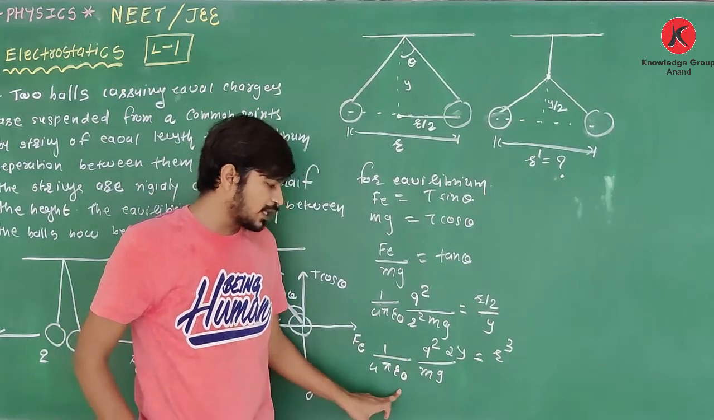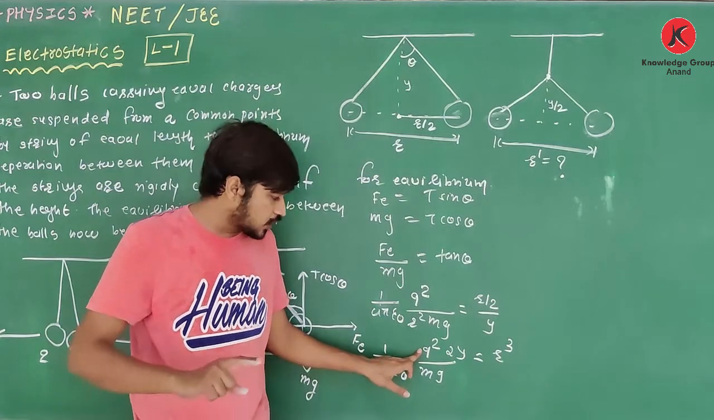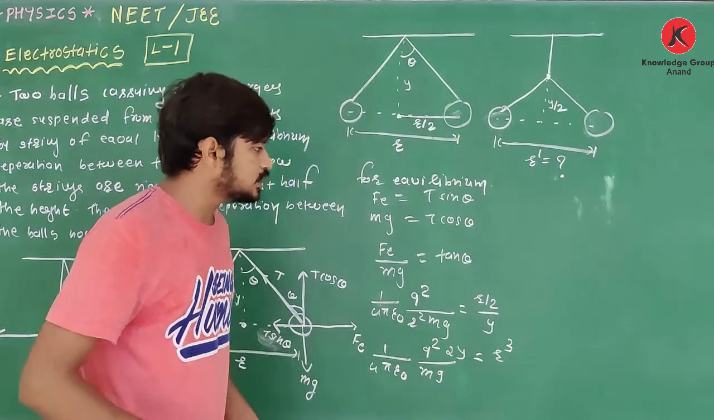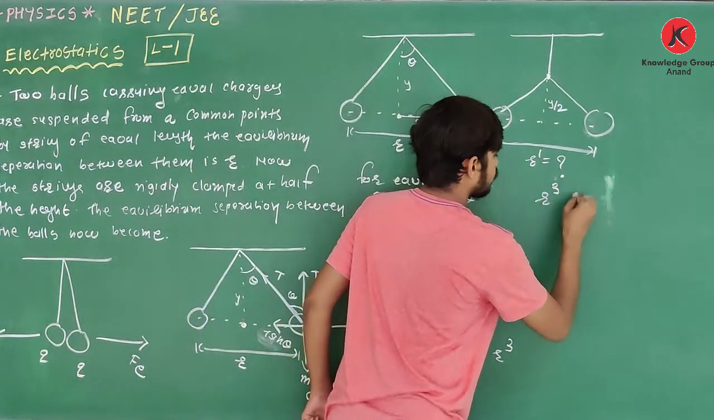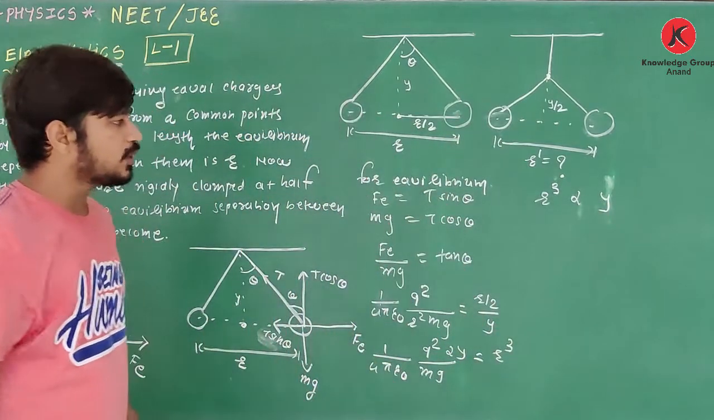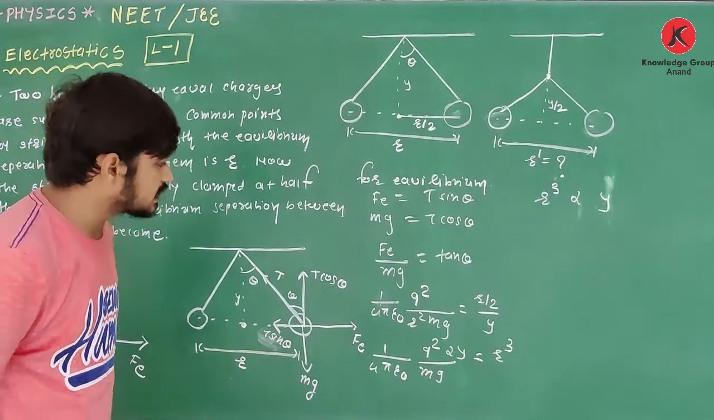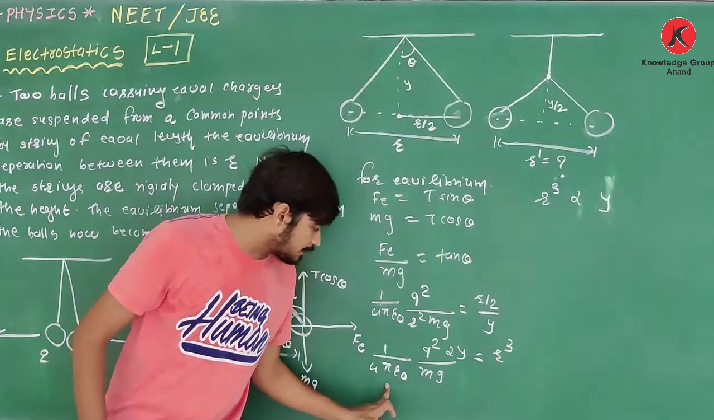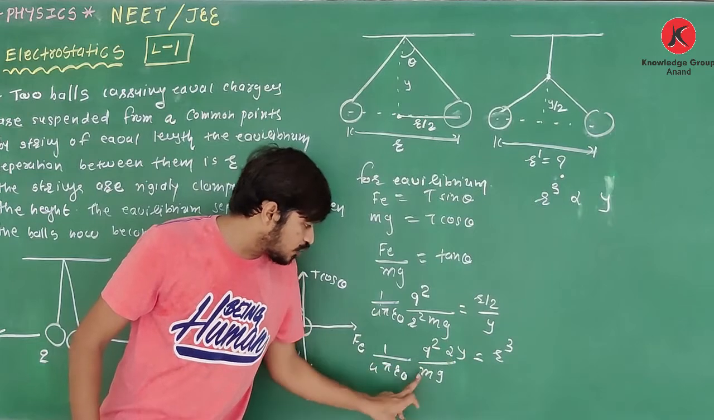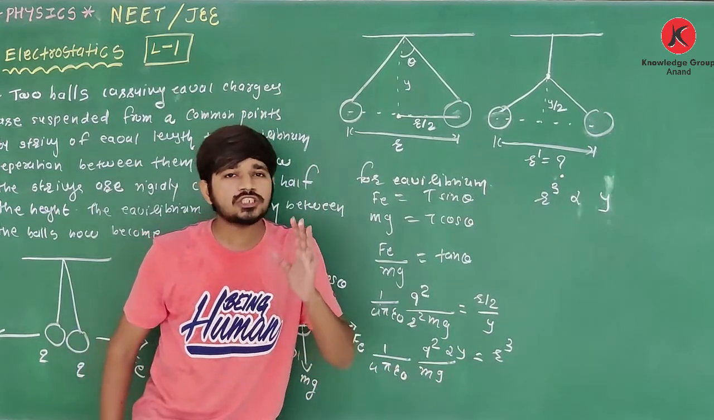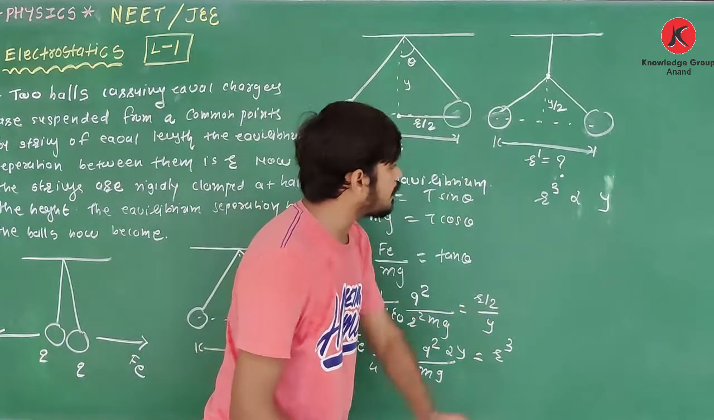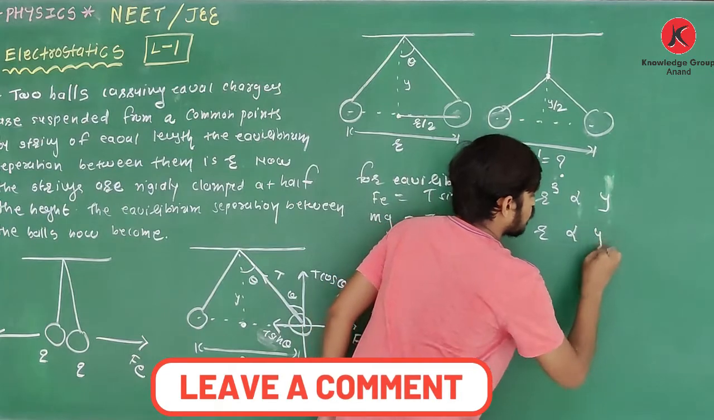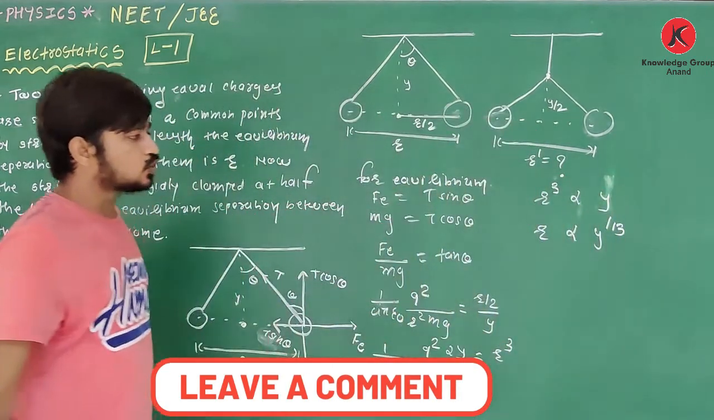Now see the other terms. 1 upon 4 pi epsilon 0 is constant. Charge on sphere is constant. 2 is constant. M constant. G constant. So you can write r cube is proportional to y, because all the other quantities, 1 upon 4 pi epsilon 0, Q, 2, m, g, are constant. So r is proportional to y raised to 1 by 3.